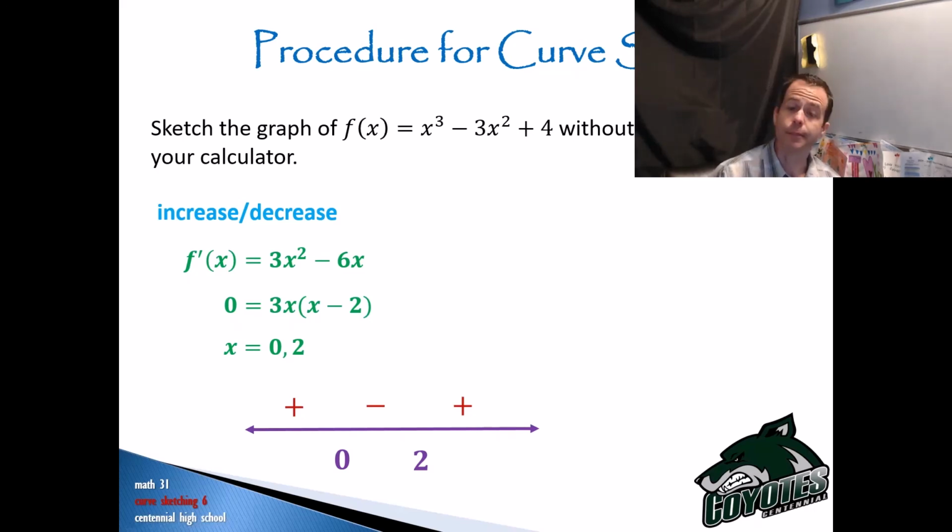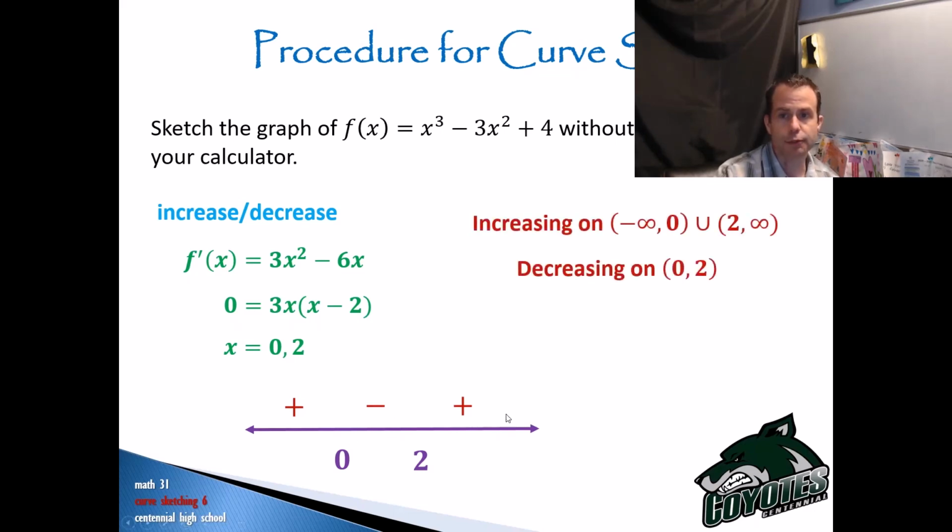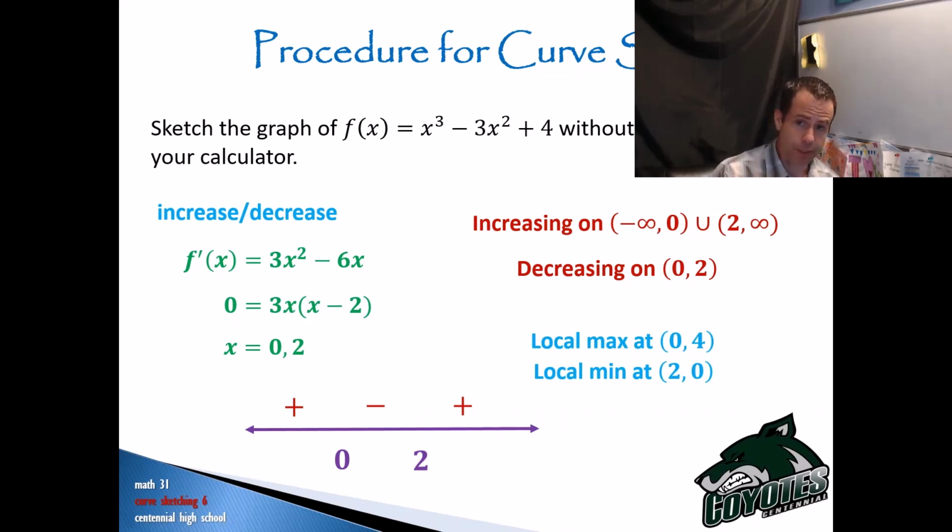That means I am increasing from -infinity to 0 in union with 2 to infinity, and I'm decreasing from 0 to 2. It also tells me that I have increasing to decreasing, so I have a local max at 0, something, which in this case would be (0, 4). And I have a local min at 2, something. Plug 2 in to get out 0. So I now know my intervals of increasing, decreasing. I know my local max. I know my local min.